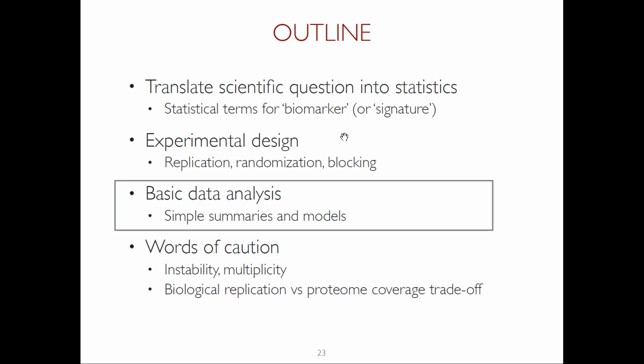So what I will do, I will talk about a simple t-test and p-values, and I will tell you how good p-values are, and then I will spend some time telling you how bad p-values are. Okay, so that's the plan.